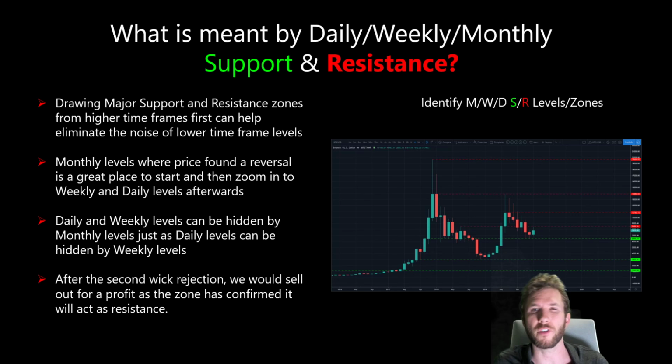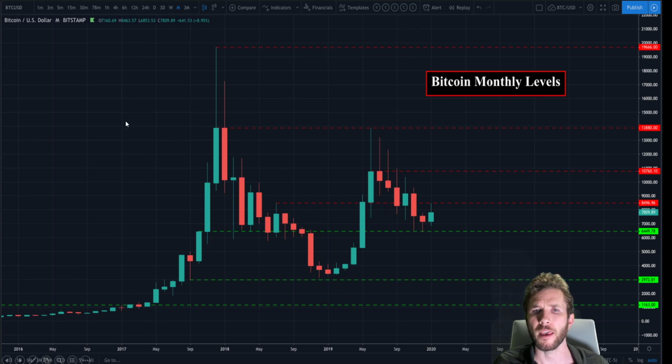A lot of people use moving average crossovers, stuff like that, and if you're using it on the 15-minute, you're going to get a lot of false positives, meaning a lot of trades, and it's really hard to engage with that sort of trading style. If you're just using the 4-hour and daily, it's a much easier pace than the lower time frames. So monthly price levels where price found a reversal are a great place to start, and then zoom into weekly and daily. When you're on the daily, you can use the hourly and then the 4-hour to find entries for your daily trades.